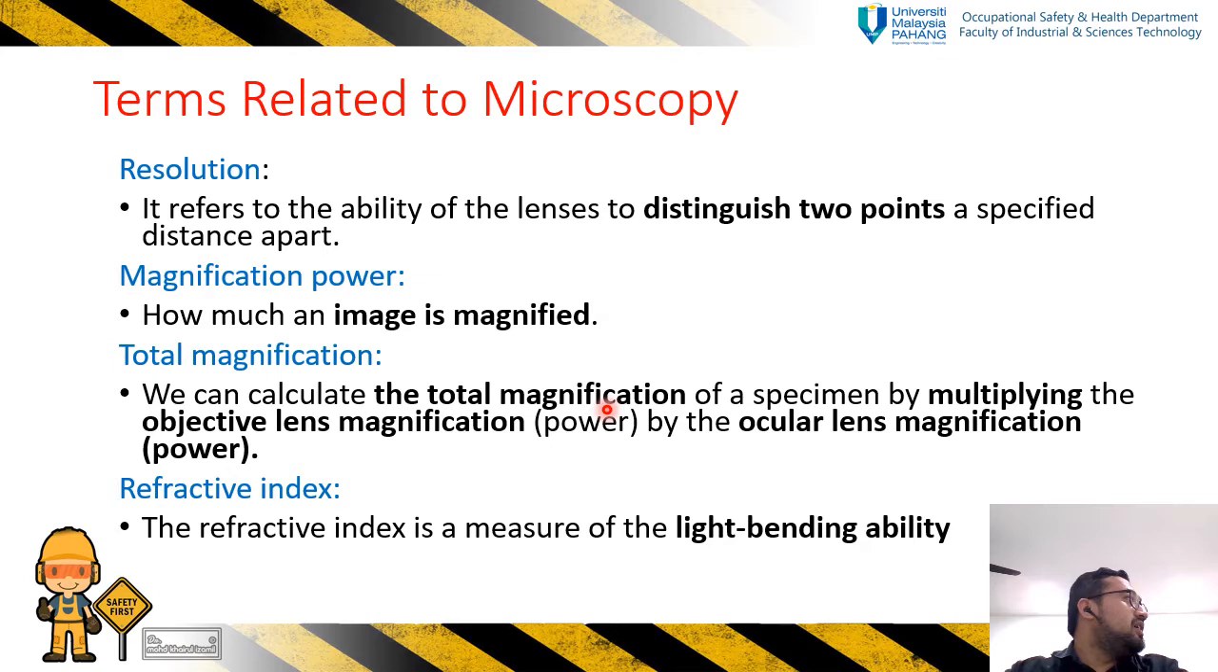Okay. Refractive index. The refractive index is a measure of the light bending ability. Usually on the microscope, it is written what the refractive index is.